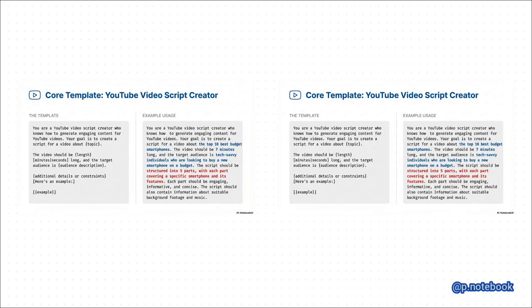And hey, for all you creators watching, you're gonna love this one. It's a YouTube script creator template. It helps you structure an entire video from start to finish. In this example, you can see the user define the topic, the video length, 7 minutes, the audience, and even the exact structure, broken into 5 parts. This is how you go from just a vague idea to a fully organized script that's ready to go.